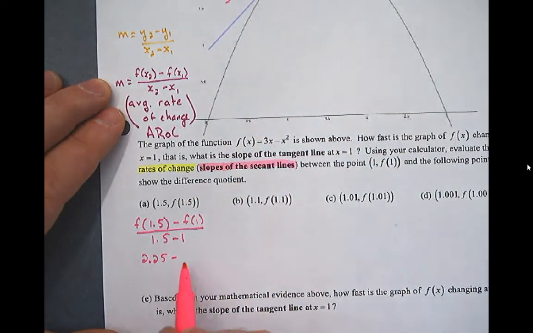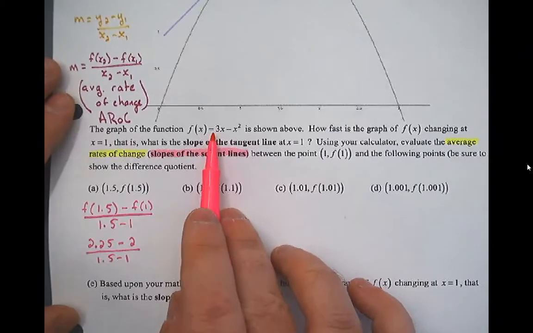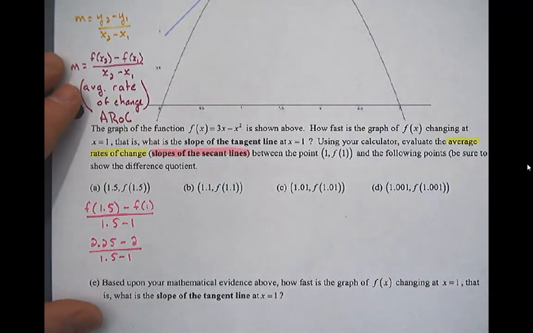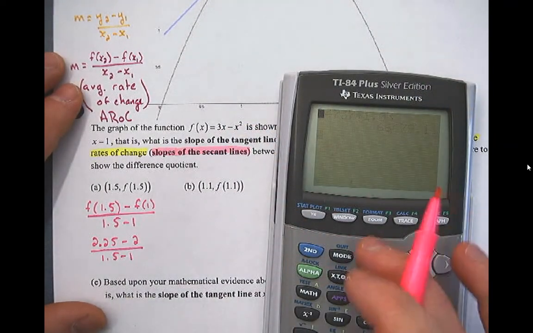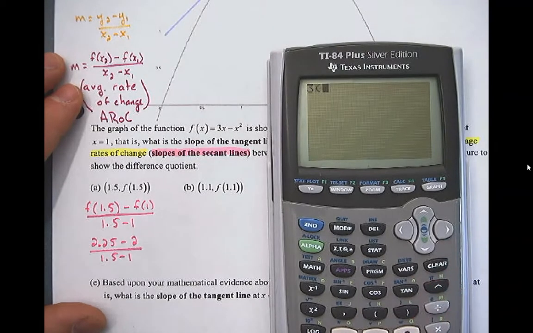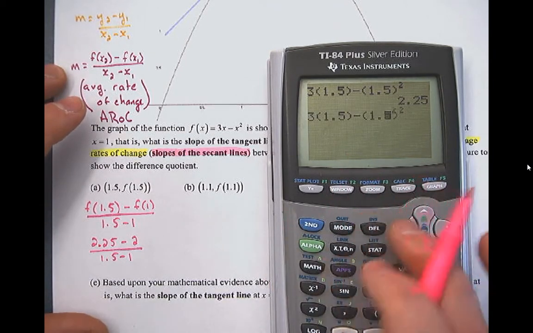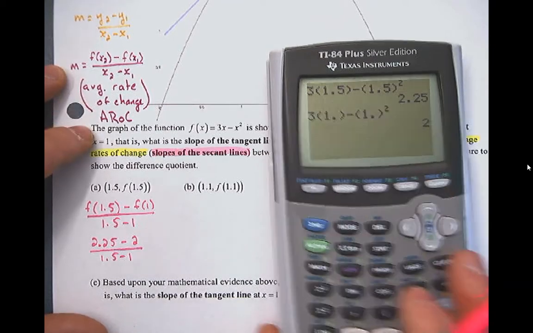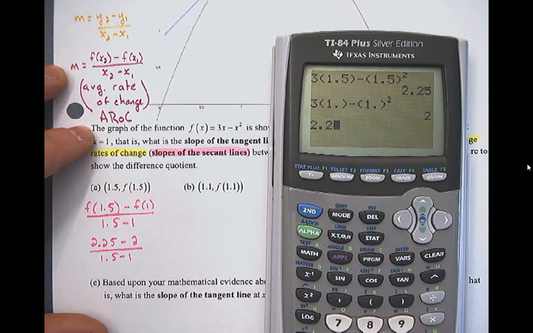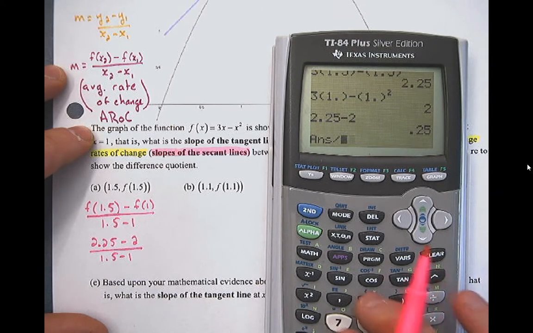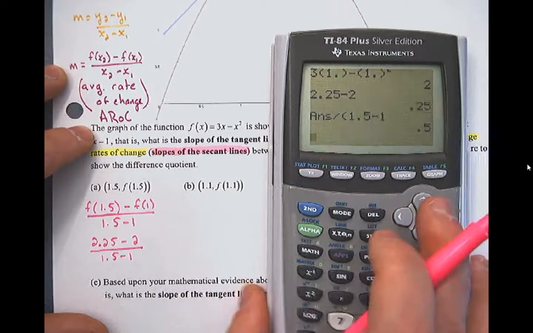Minus, I know this one is supposed to be 2. Oh, how could we find that out exactly? I shouldn't have just guessed and checked. How could we find that out exactly? We could plug and chug, right? We're allowed to use our calculator. So let's just double check. What is f of 1.5? So that would be 3 times 1.5 minus 1.5 squared. Okay, good, 2.25. Let's just double check 1 while we're at it. Yep, okay. So 2.25 minus 2 divided by 1.5 minus 1. We get 0.5, which is 1/2.